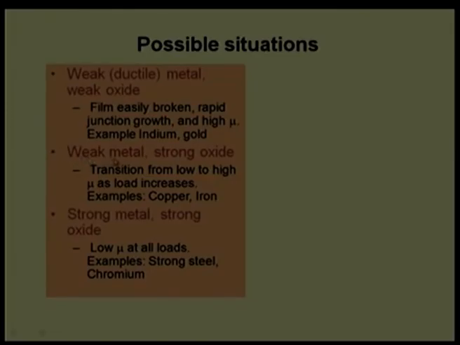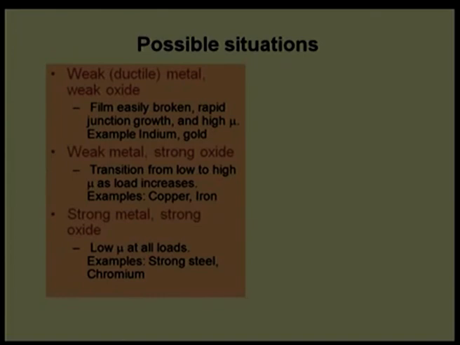We assume that there is a weak metal, the shear strength is low, but there is a strong oxide. Here, a strong oxide means adhesion of the oxide layer on the material, exclusively that. In that case, what will happen initially? The coefficient of friction will be very low, or maybe say a reasonably low value.